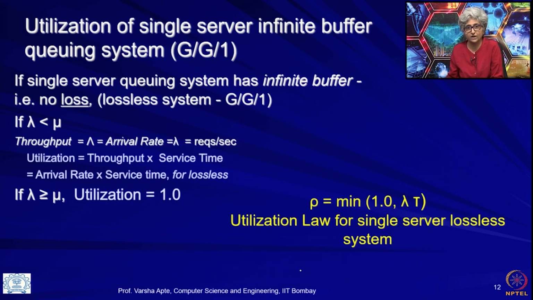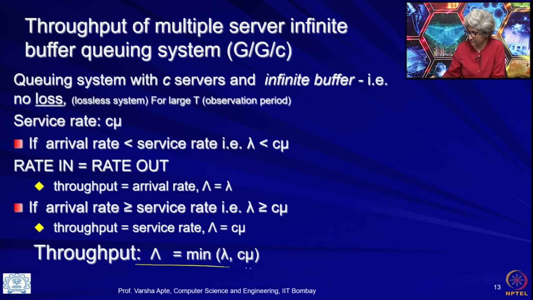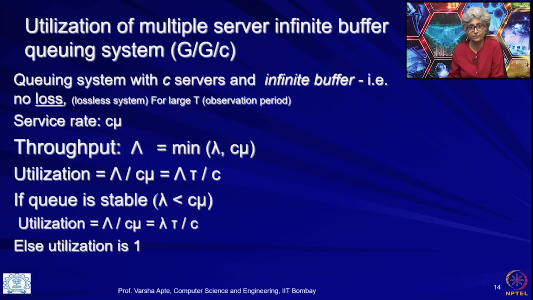Again, repeating whatever I derived for G/G/1, rho is equal to the minimum of 1 and lambda tau. This is the utilization law for a single server lossless system, because when it is lossless we can assume that throughput is equal to arrival rate. This I also just derived: throughput was the minimum of lambda and C mu, and this is about utilization when we have C servers. So, utilization is lambda tau by C if lambda is less than C mu, otherwise utilization is 1 if lambda is greater than or equal to C mu. We will continue this now.